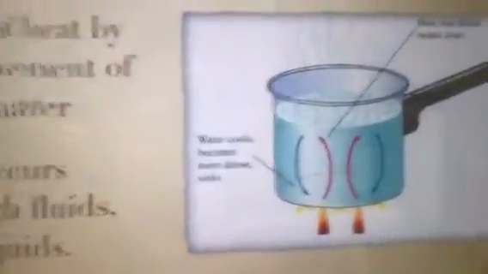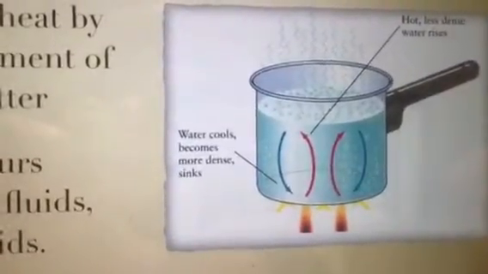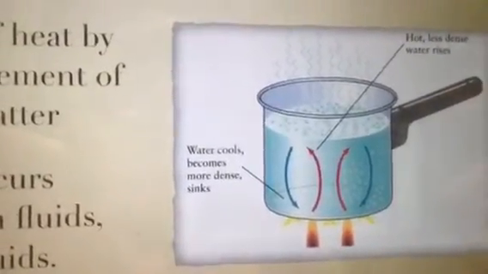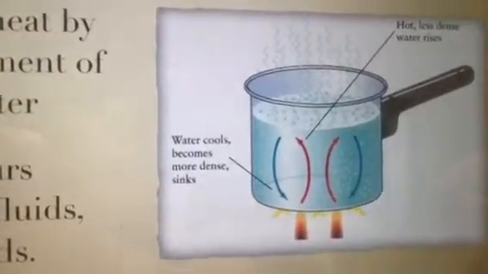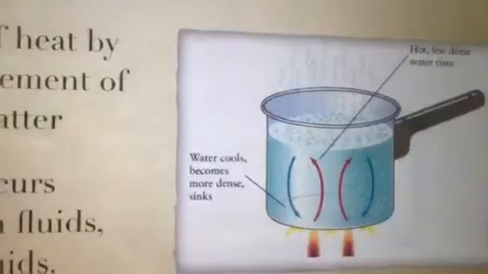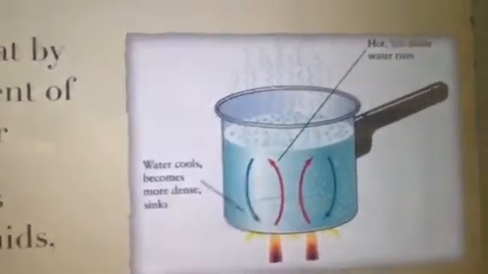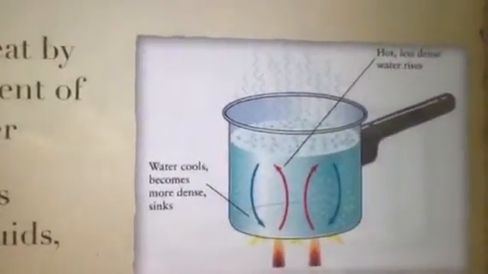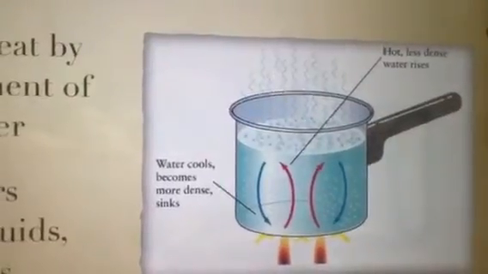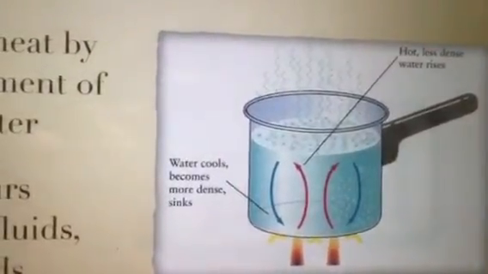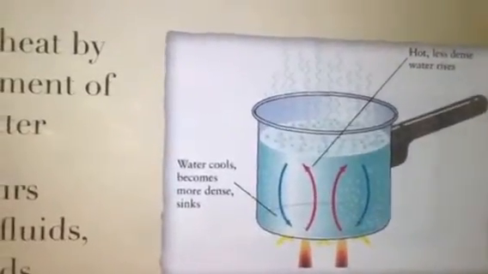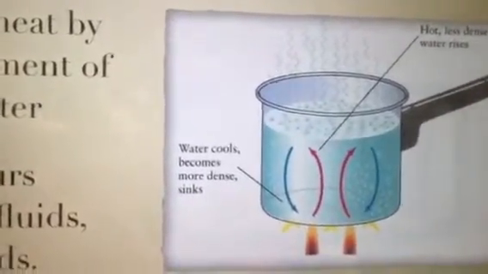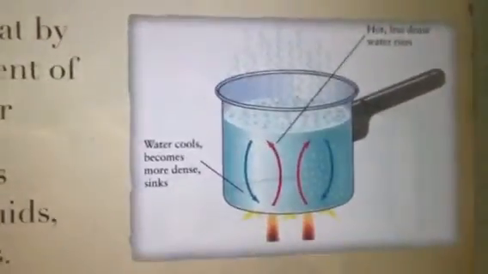And then in the picture here, you see the process of convection going on. You see the circular motion that is typical of convection, and you see that the hot and less dense water in the pot is rising to the top, and the water cools and becomes more dense, and that's at the top, and it sinks to the bottom, and it goes in that circular motion. That's simply how convection works.